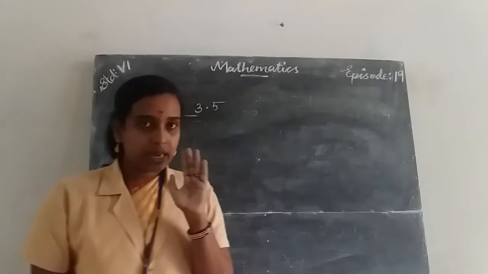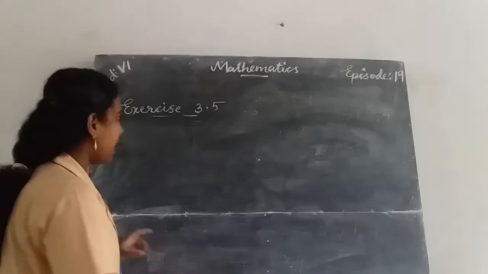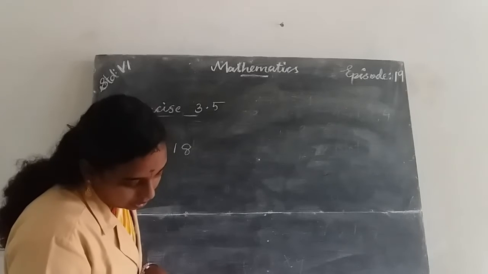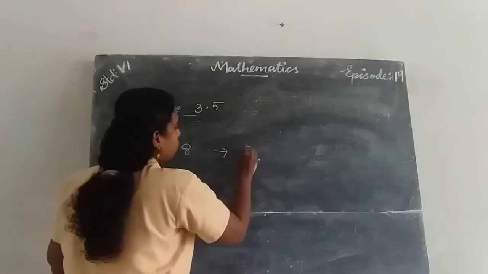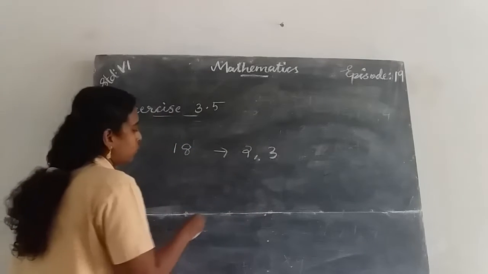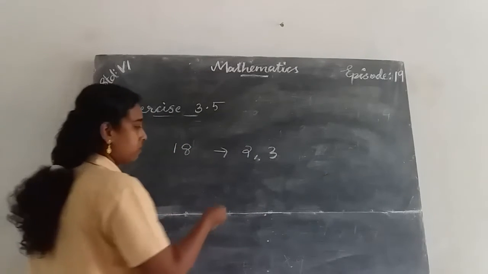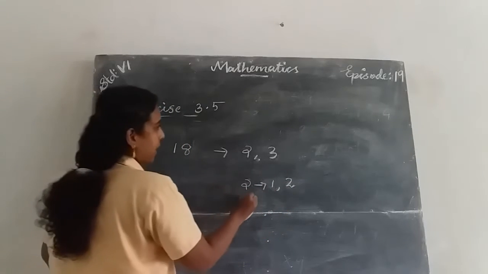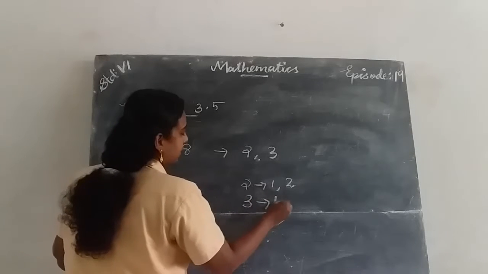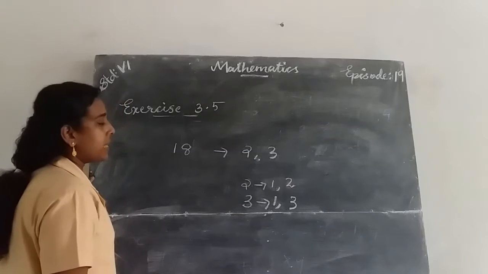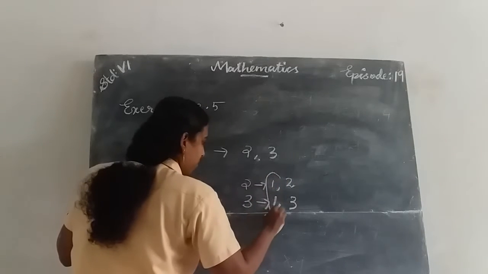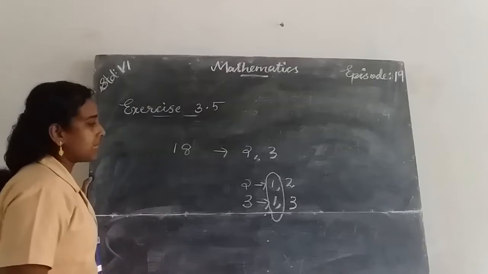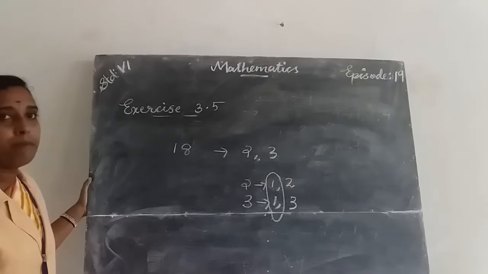Here, look at the question carefully. The first given number is 18. 18 is divisible by 2 and 3. So, if we take the factors of 2 and 3, factors of 2 are 1 and 2 only. And the factors of 3 are 1 and 3. 3 comes under the table of 3. Here we can say that 2 and 3 have only one common factor. Then we can say that 2 and 3 are co-prime numbers.